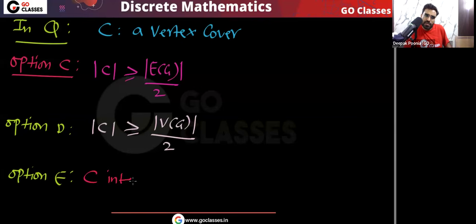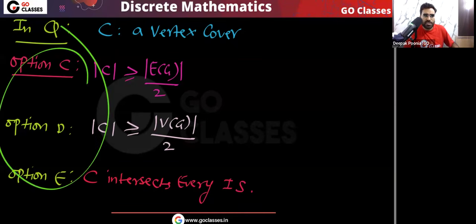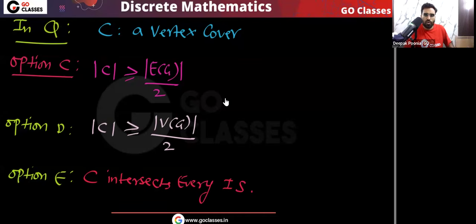Okay, so let's see the counterexample. Actually, for option C, option D, option E, for all of them, you can use the same counterexample, that is a star graph. Okay, what to do, you consider this star graph.